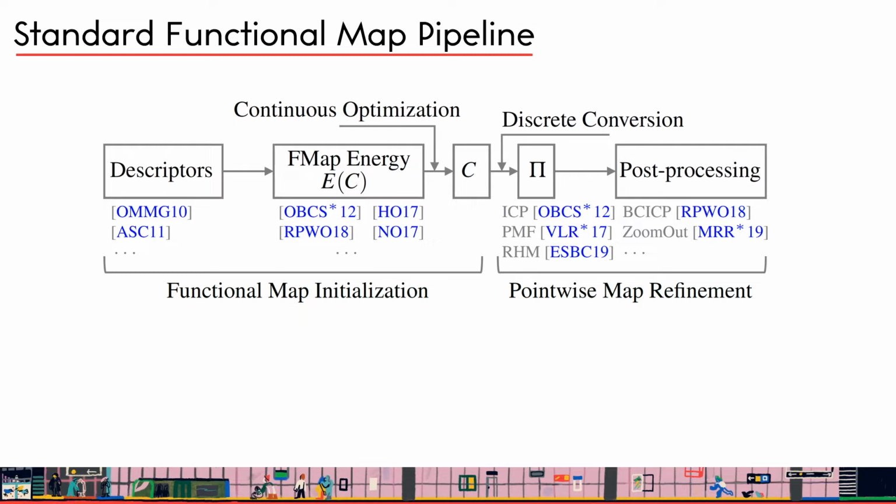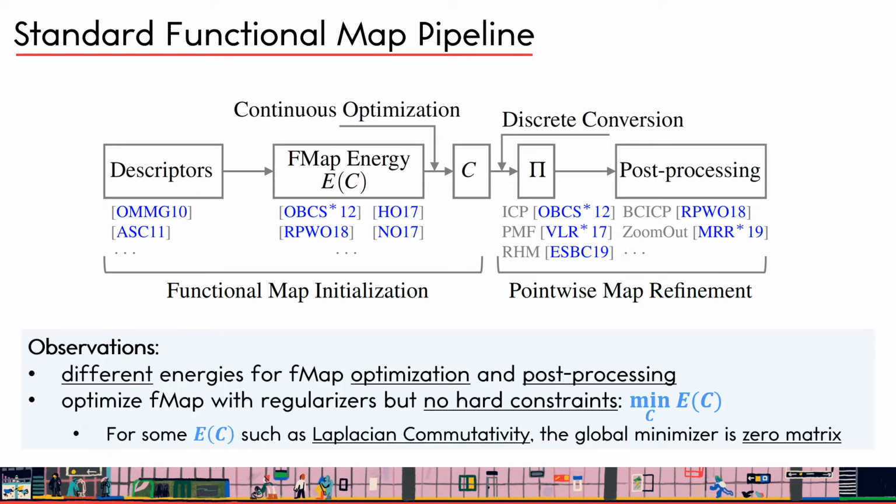Usually, this recovered pointwise map is not of great quality, and different post-processing techniques are proposed to improve its accuracy, smoothness, or even bijectivity. There are two major observations about this pipeline. First, different energies are used for the functional map initialization step and the pointwise map refinement step. Second, usually a functional map is optimized with regularizers, but without hard constraints. This can lead to undesirable local minima. For example, if we optimize the commonly used Laplacian commutativity energy without any hard constraint, the global minimum is the zero matrix.